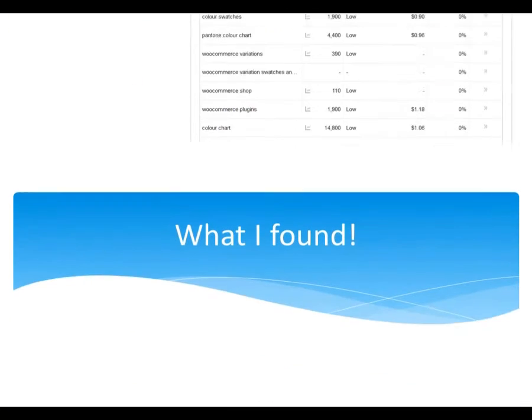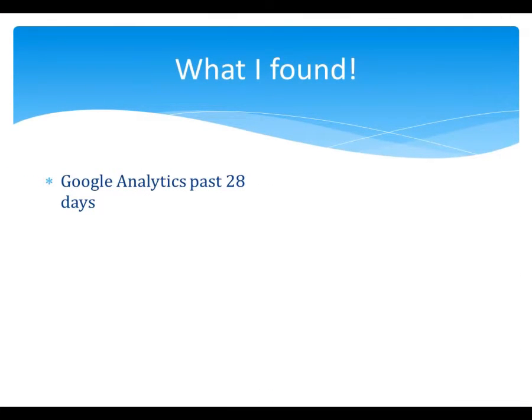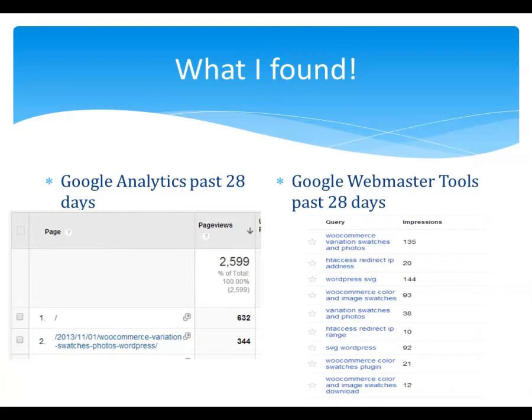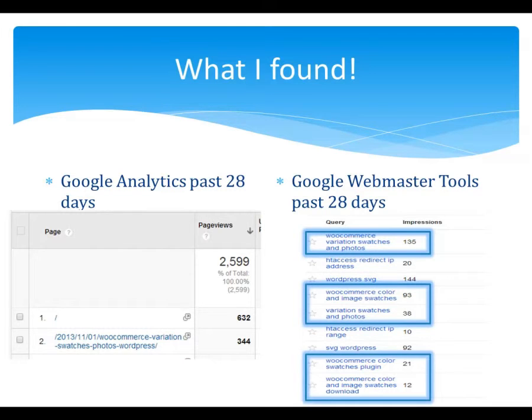Well, here's what I found. My Google Analytics for the past 28 days revealed that I've had several page views on the WooCommerce variation swatches photos WordPress, 344. My Google Webmaster Tools for the past 28 days showed me that I've had these numbers, people looking for WooCommerce variations and swatches. So that's what I found.